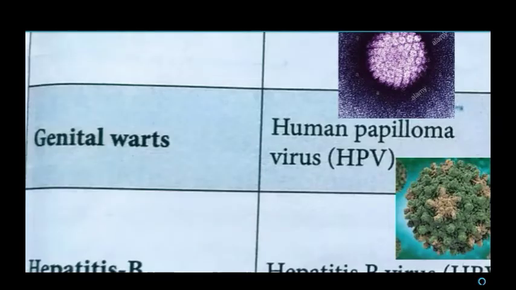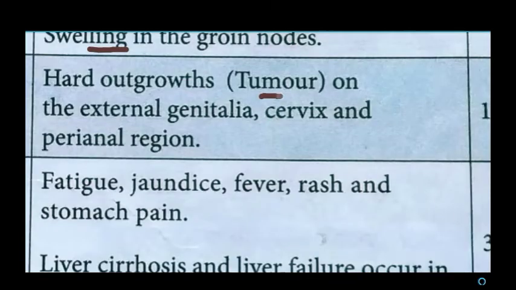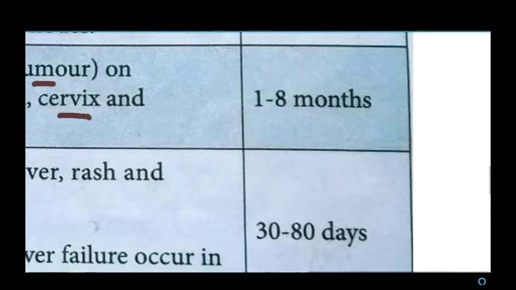The second viral STI is genital warts. The genital warts are caused by human papilloma virus, that is called as HPV. So this is the human papilloma virus. The symptom of this disease is hard outgrowth, that is tumor, on the external genitalia, cervix and perianal region. And the incubation period of this virus is 1 to 8 months.